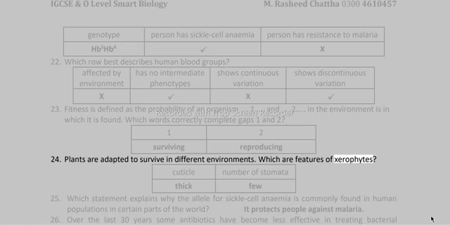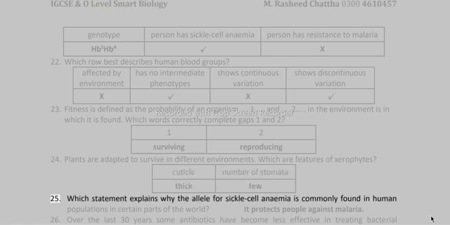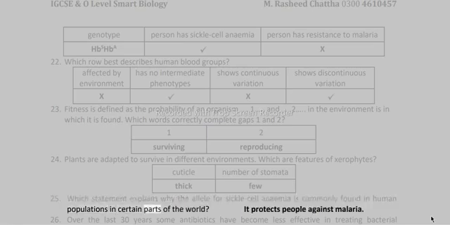Which are features of xerophytes? Cuticle: thick. Number of stomata: few. Question 25. Which statement explains why the allele for sickle cell anemia is commonly found in human populations in certain parts of the world? It protects people against malaria.